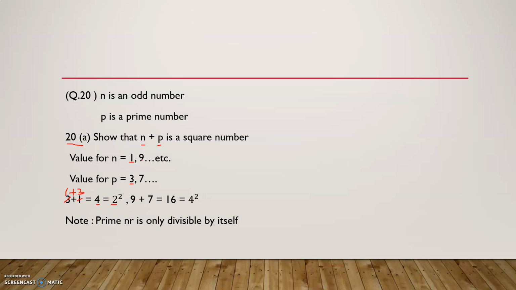Similarly, if we put the value for n as 9 and the value for p as 7, if we add them together, that will be 16, which is 4 squared. Which means adding an odd number, which is n, and a prime number together, we'll have a square number. There is a note here. It says a prime number is only divisible by itself, so we'll have to remember that. So I think that's only 2 marks, or 1 mark on this question.